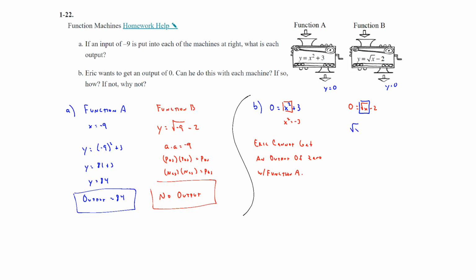So now the question is, is there a way to say that the square root of x is equal to 2? Is there a value for x that we could plug in where the output in this case would be 2 so that we can get it to be 0? And the answer to that is yes, because the square root of 4 is equal to 2. So think about this. If you say y is equal to the square root of 4, if x is 4, minus 2, what do you get? Well, the square root of 4 is 2. 2 minus 2 is 0. So it does work out on that one. He can get an output of 0 by putting 4 into the function machine.